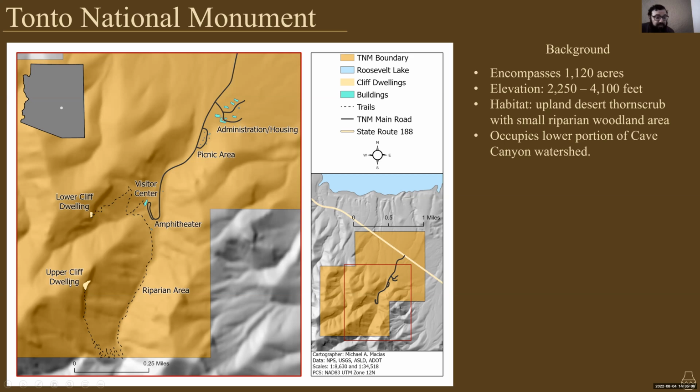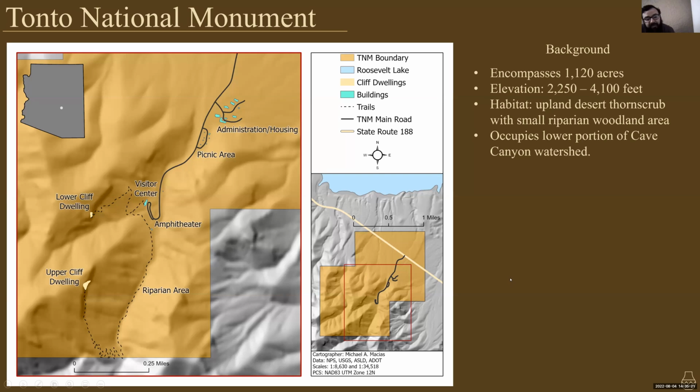In this reference map, you see the upper cliff dwelling is just south of the lower cliff dwelling. You also find national park infrastructure such as a visitor center, amphitheater, picnic area, administration buildings, and housing for employees. You also see an important ecological area, which is a riparian area.